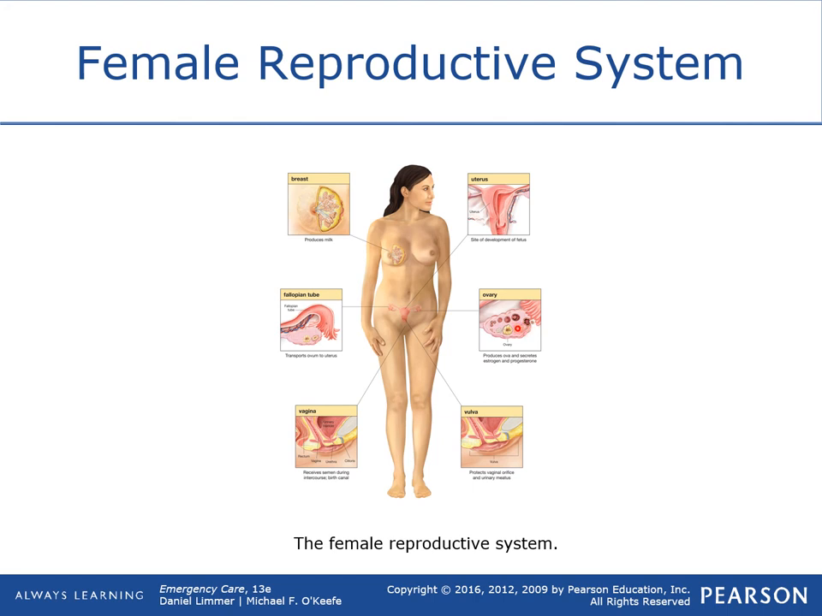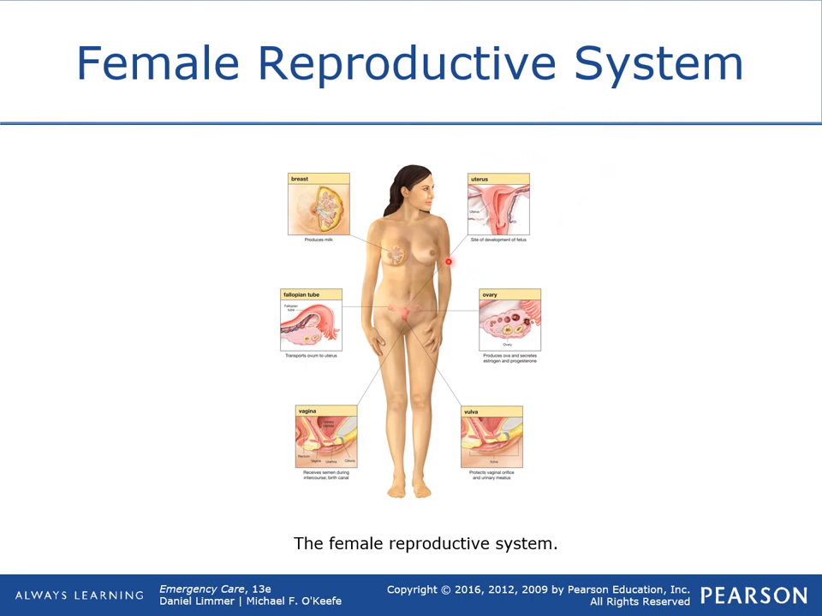It also will excrete your female hormones such as estrogen and progesterone. So it does have a place in the endocrine system, as we talked about before, of producing those hormones, which will help regulate the body. So you have two ovaries, and then the ovaries connect to fallopian tubes, which are these guys right here. The fallopian tube's job is to transport an egg, or ovum, to the uterus. So the egg is stored here in the ovary, then it's released and transported down the fallopian tube into the uterus, which sits right in the middle.